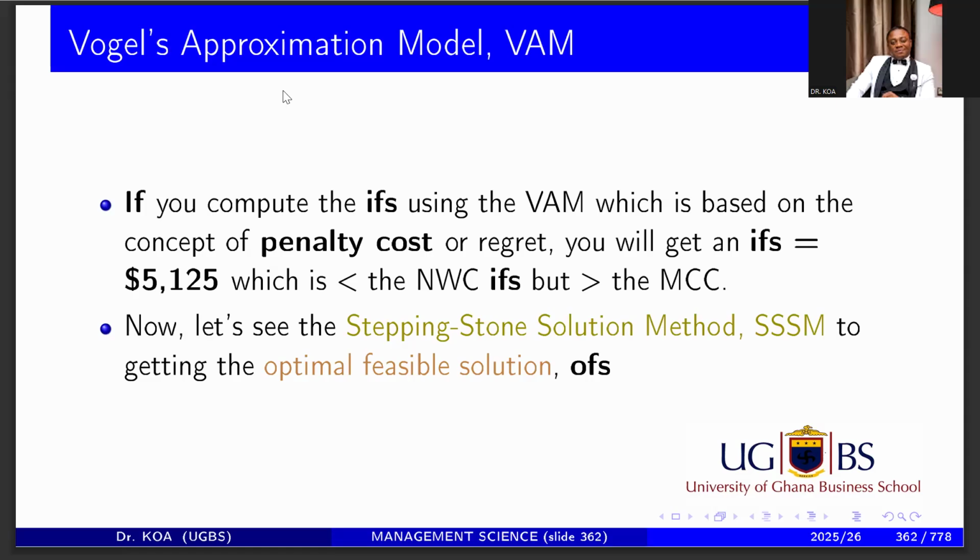All of them are initial feasible solutions. But we need the optimal solution. And to do that, you need to use the stepping stone solution method. So we're going to use the stepping stone solution method, unless you have a question. I didn't really go deeper into the Vogel approximation. That one introduces a penalty cost, but you can look at it later.